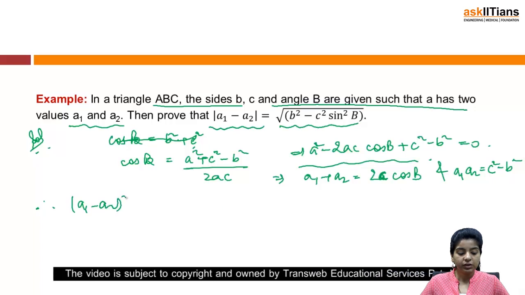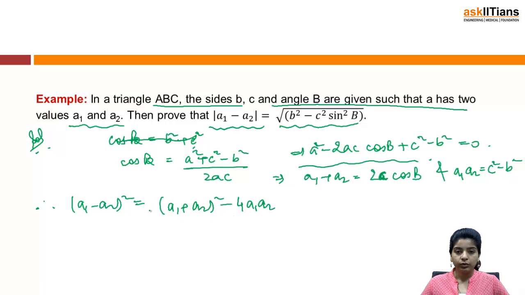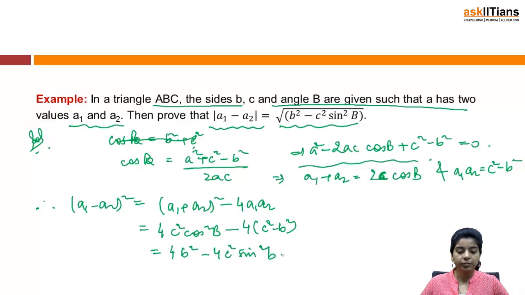Therefore, (a1 − a2)² = (a1 + a2)² − 4a1a2, which is equal to 4c² cos² B − 4(c² − b²), and this will be equal to 4b² − 4c² sin² B. So we have 4b², and 4c² can be taken as common, into (cos² B − 1), that becomes minus sin² B. So we get 4b² − 4c² sin² B. So I can take out 4 common, so I have b² − c² sin² B.